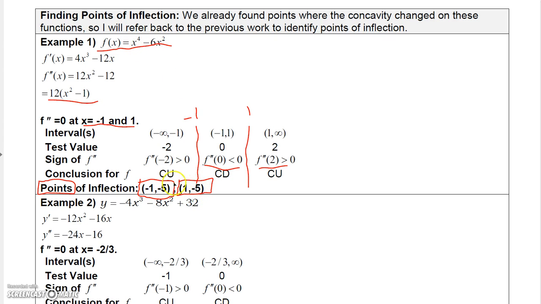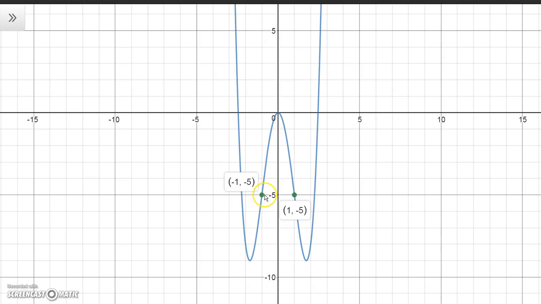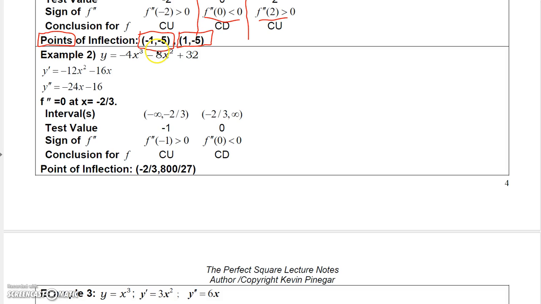So those are the 2 points of inflection for that graph. If you'll look, here's the graph of that one, and notice it's concave up till you get to this point, and then it turns back down till you get to this point, then it switches back to concave up. So these 2 points here are actually the points of inflection.